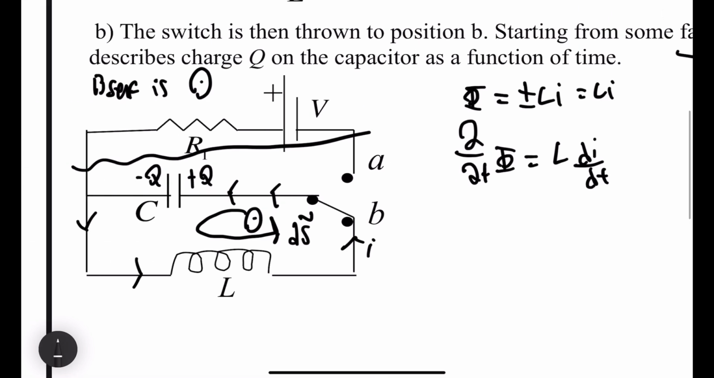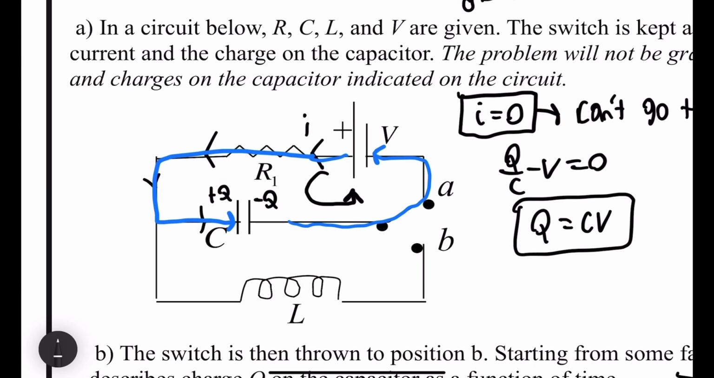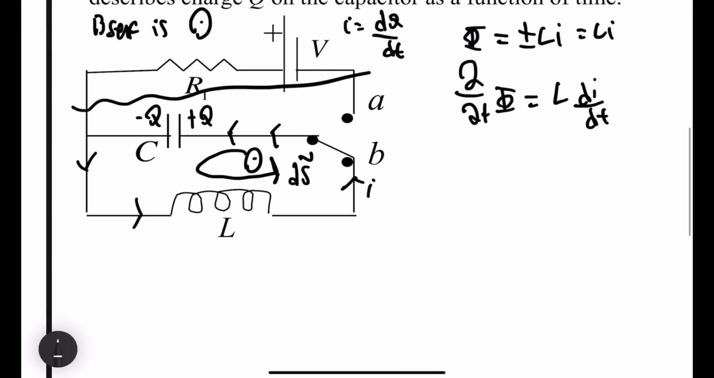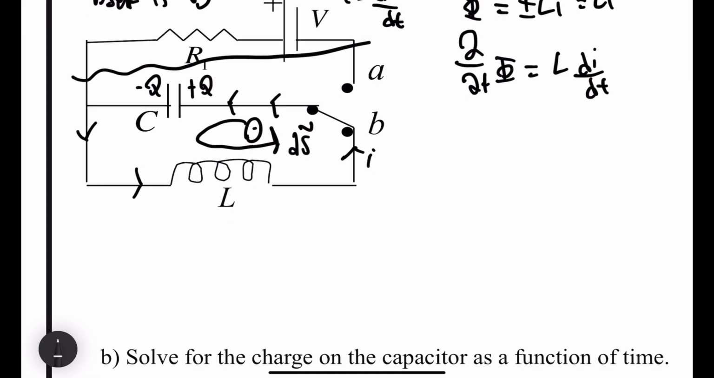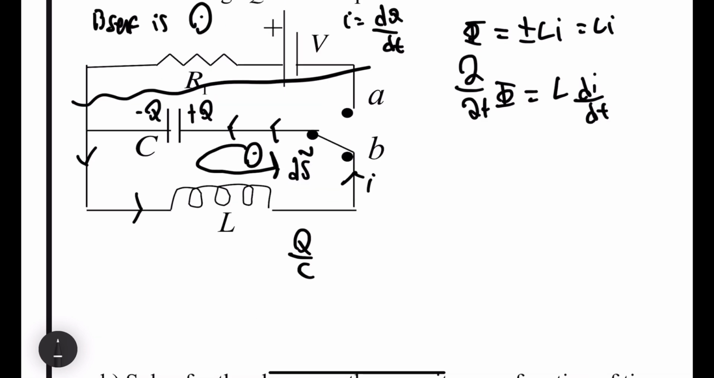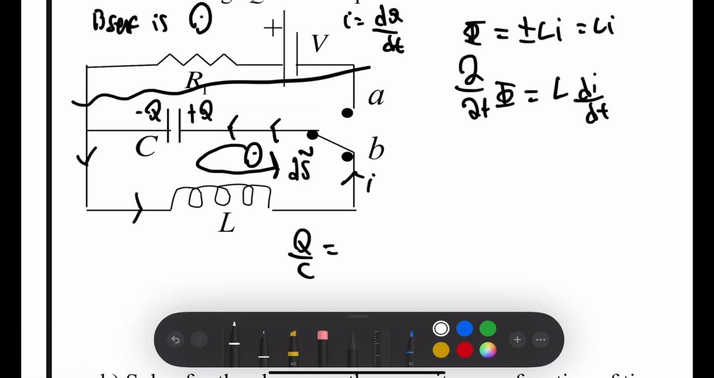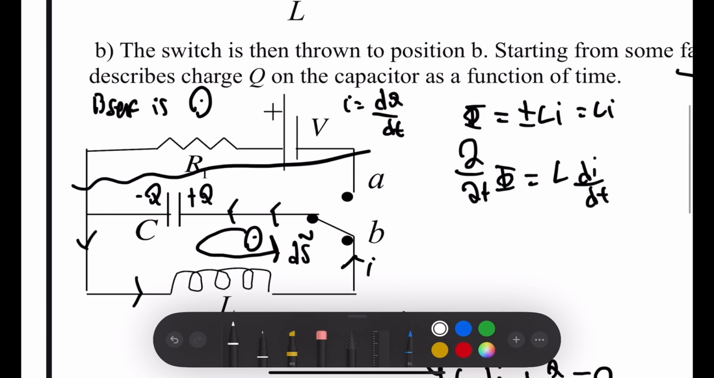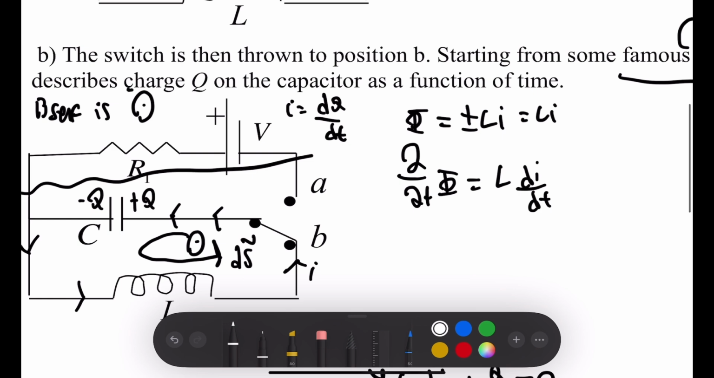And again, I like making the current go into the positive part of the plate. That's why I switched it from what it was up here, because I can say that current is positive dq dt. So now if I go around my loop, I touch the positive part of the plate, which is Q over C. And then this will be equal to negative what I found, which is L di dt. So this will give me L di dt, if I move it to the left, plus Q over C is equal to 0.